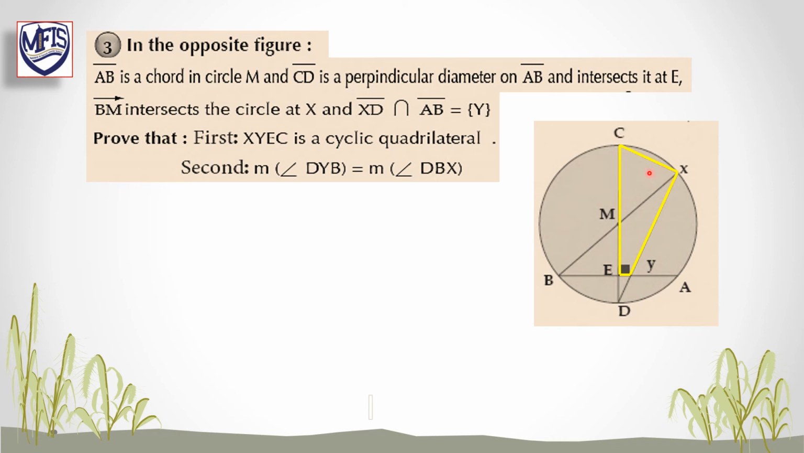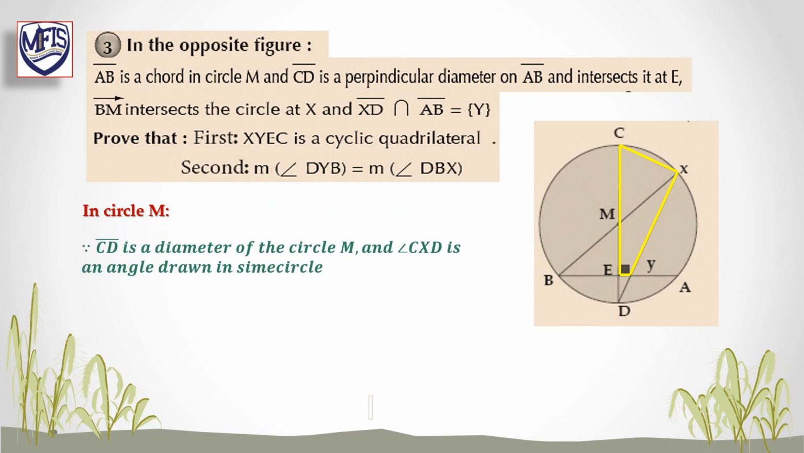How to prove that measure angle CXD equals 90? Let's see. Angle CXD is an angle drawn in a half circle, in a semicircle. Why? Because CD is a diameter. Then measure angle X here equals 90. Therefore, this figure has two opposite angles supplementary. Therefore, the quadrilateral XYEC is a cyclic quad. Let's see our steps in this required, then I will continue explaining the second required.